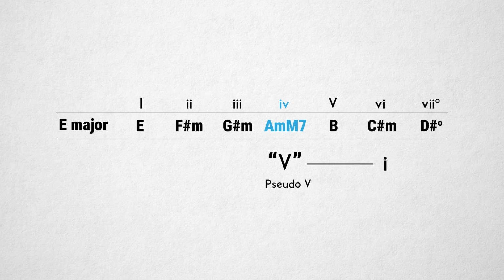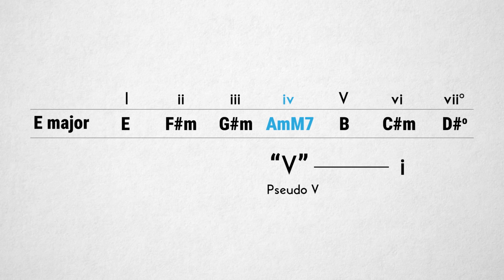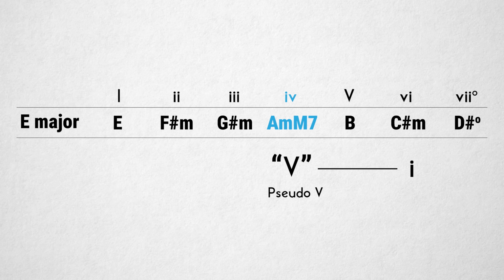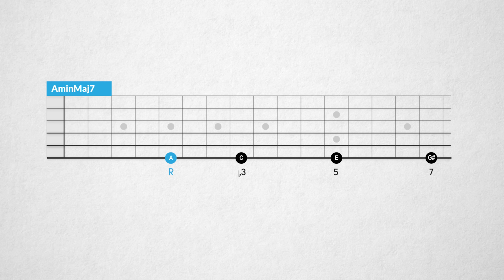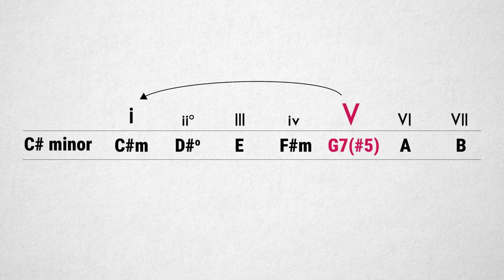Now, when we look at the A minor major 7 chord in the key of E major, we could see this A minor major 7 chord as the dominant for the 6th chord, C sharp minor. If we look at the notes of the A minor major 7 chord, we'll see the root A, the minor 3rd C, the 5th E, and the major 7 G sharp. Apart from the root, all these notes are present in the G sharp dominant 7 sharp 5 chord, which is the dominant altered chord for C sharp minor.